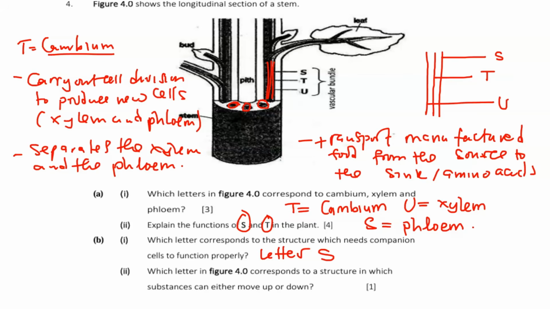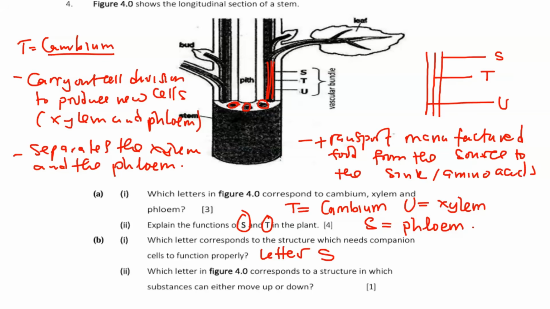Then which letter in figure 4.0 corresponds to a structure in which substances can either move up or down? In the xylem, there's one direction in terms of movement of water. That is from the ground to the top. And of course, it is not in the xylem.